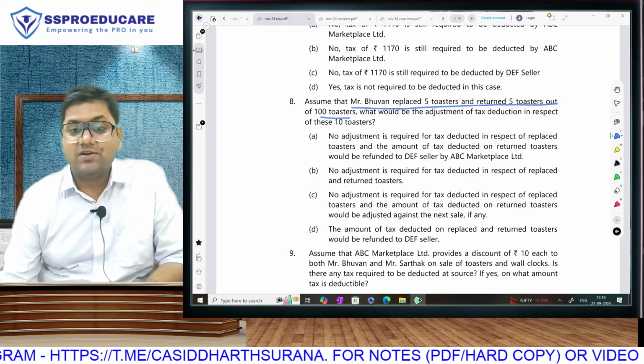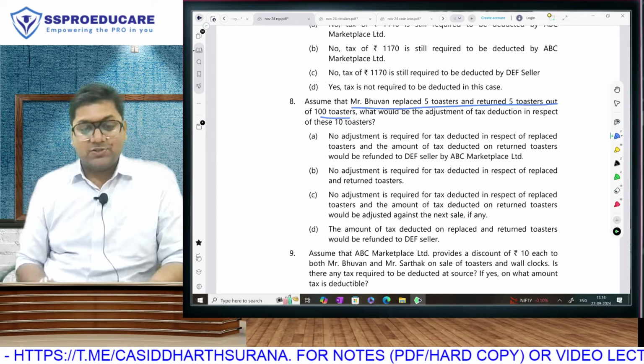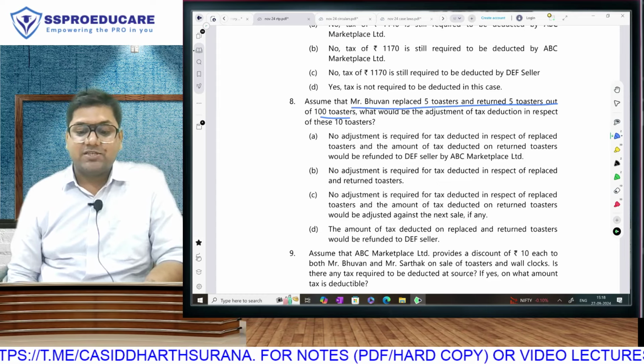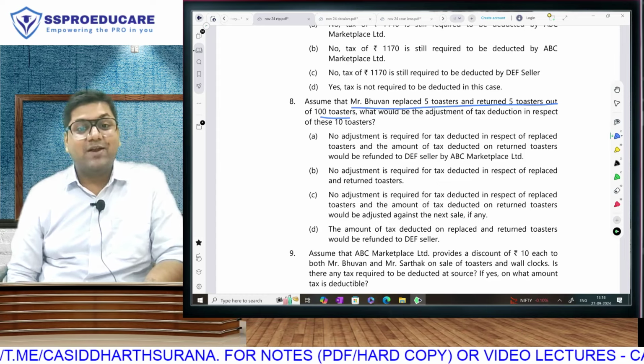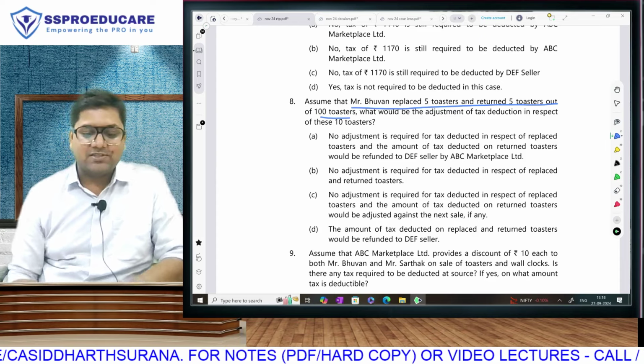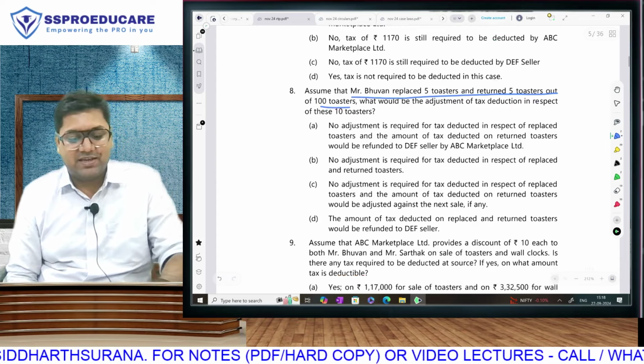So now you understand the circular that we studied in today's class only about purchase return and replacement. In replacement, no adjustment is required, but in purchase return, we will adjust in the future sale. So that is a theory question. We don't have to solve or check anything also.